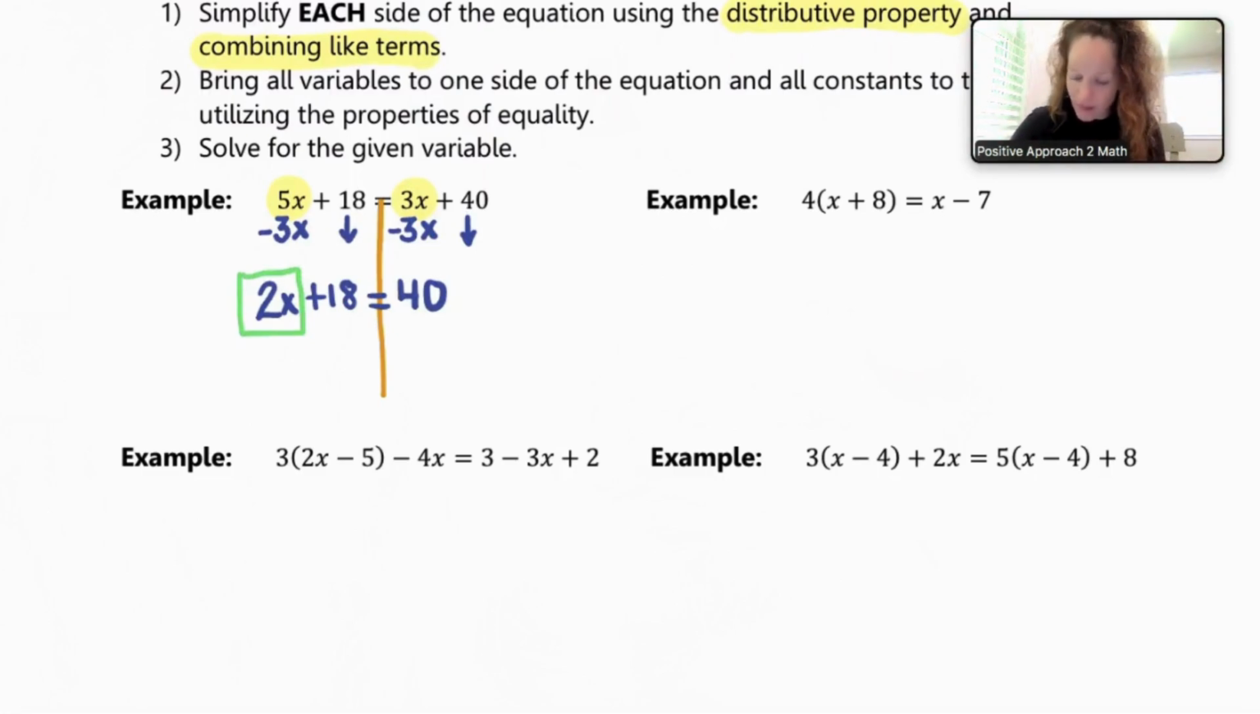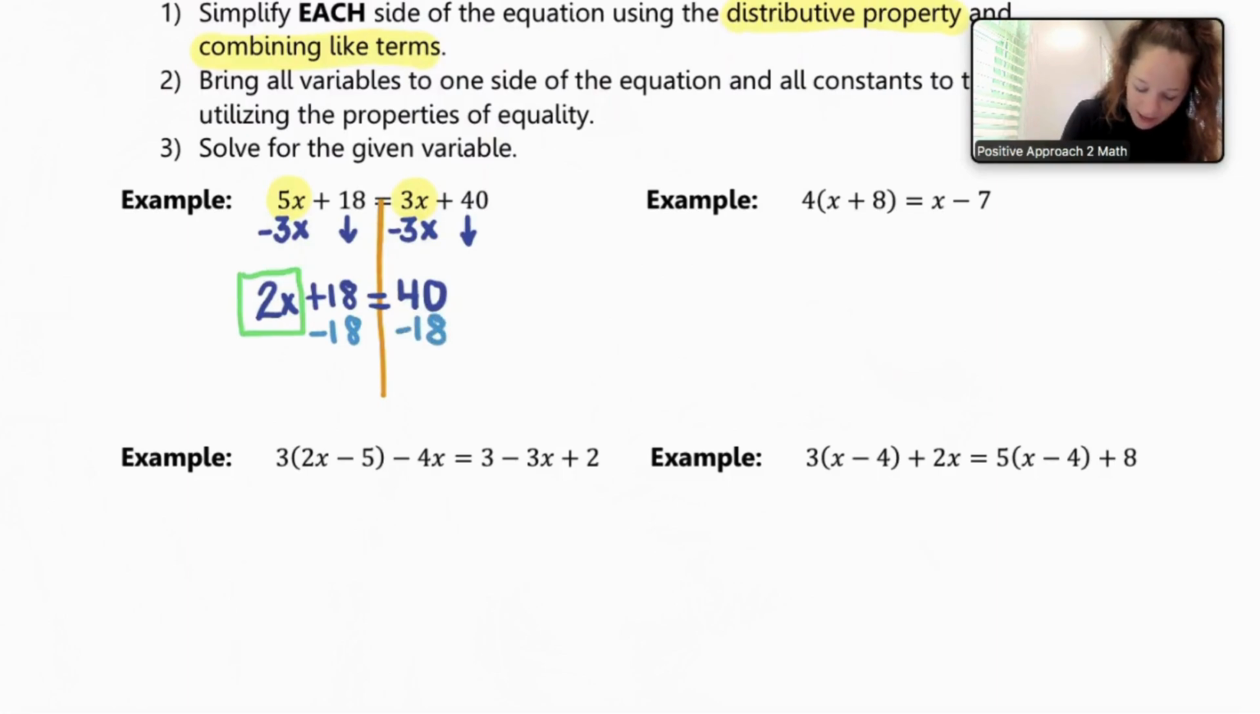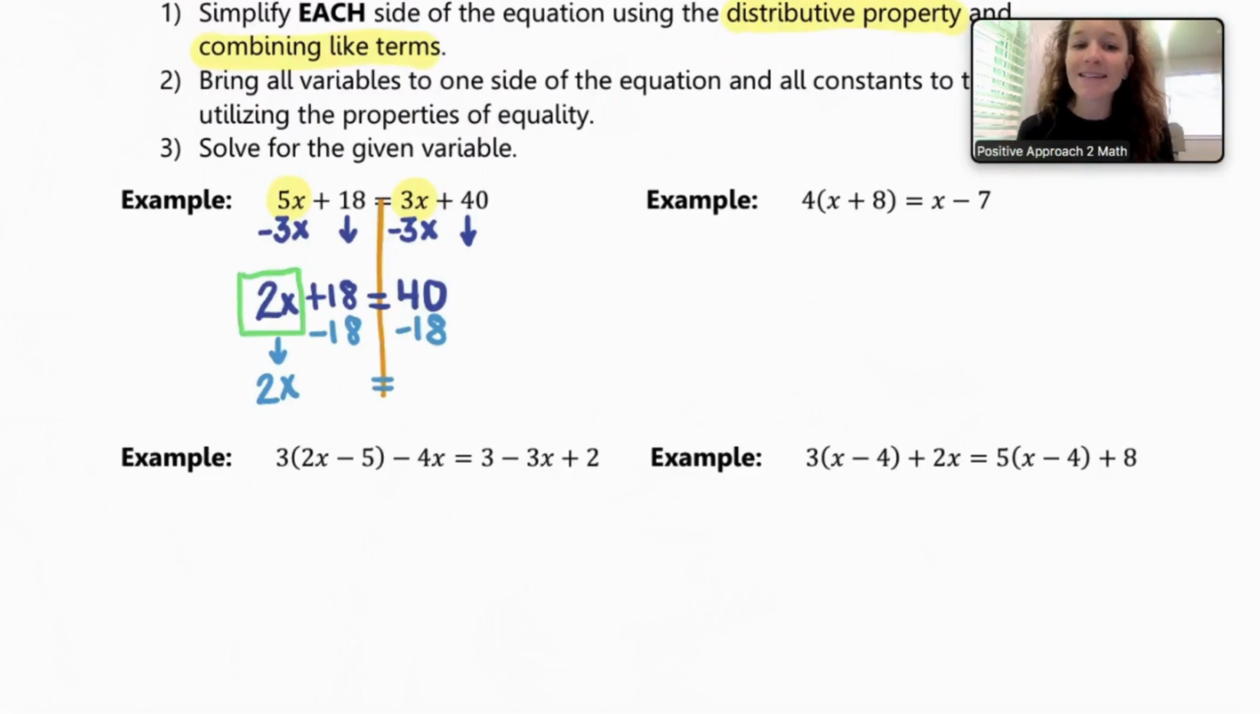You know the drill from here. I'm going to move a little bit quicker when we get to this two-step process because it should be familiar to you. I'm going to subtract 18 on both sides, right? I need to move over that plus 18. The opposite of addition is subtraction. I'm going to move that 2x down. 40 minus 18 is going to give us 22.